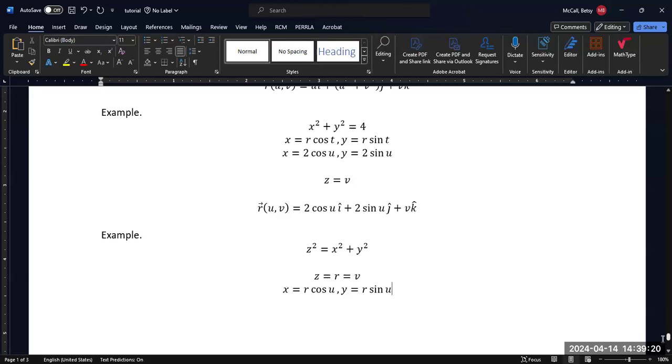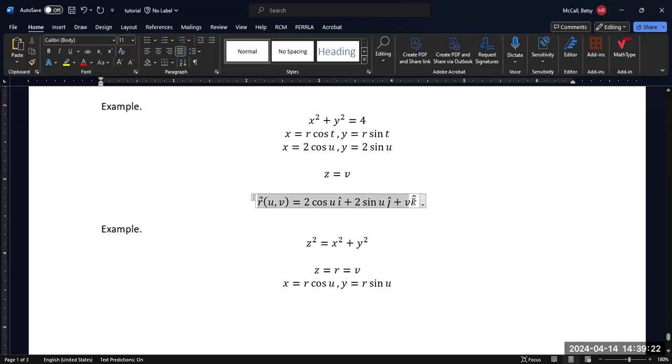So now if we go back and recreate our equation, we're not going to have 2 cosine u, we're going to have v cosine u. And not 2 sine u, we're going to have v sine u. But then z is still v. Not because it's free entirely, because it's in both of these other coordinates, but it is that third variable that is defining where z is.